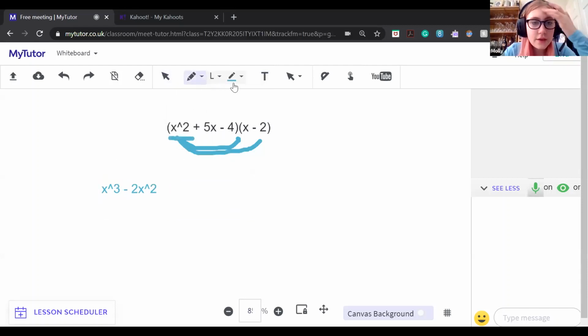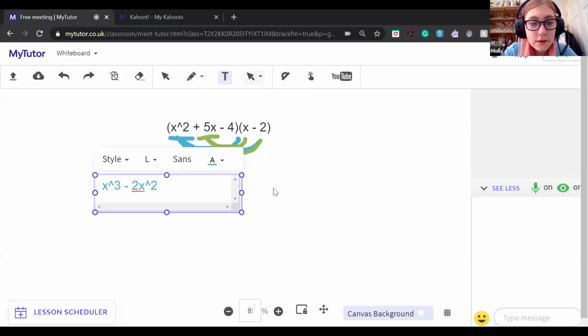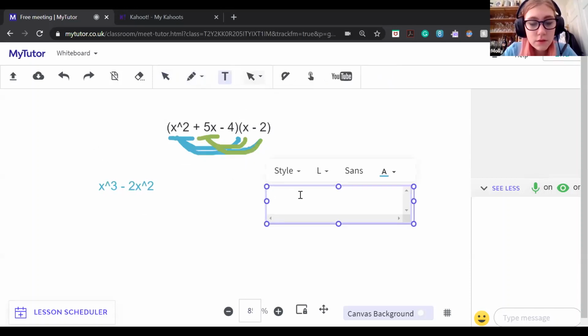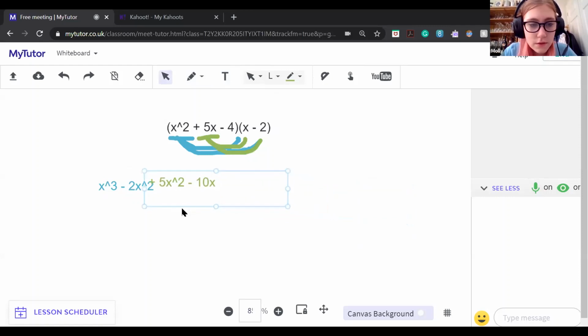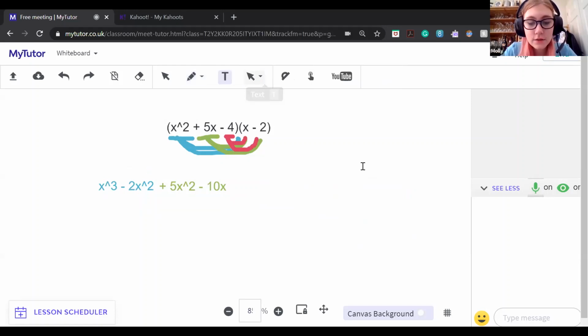And then we look at the next one here. So this gives us plus 5x squared minus 10x. And then finally, we look at this one, the minus 4, which gives us minus 4x and plus 8. So that's what we get for that one.